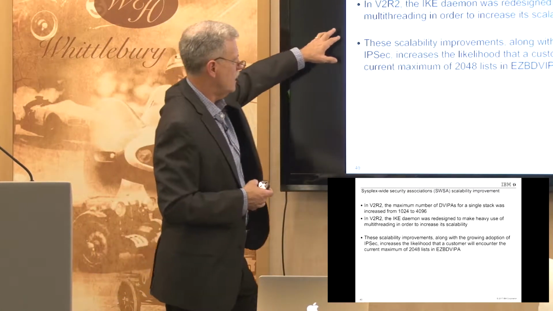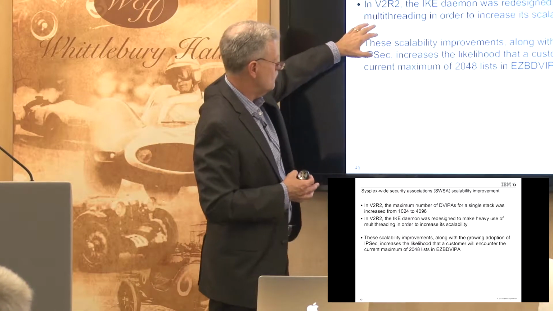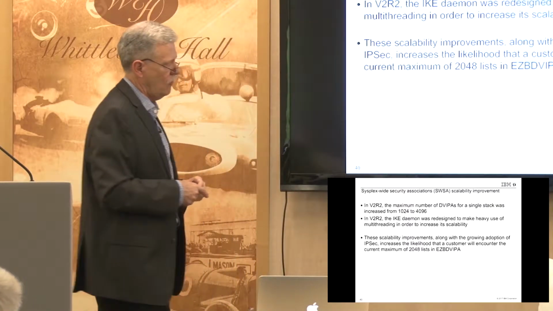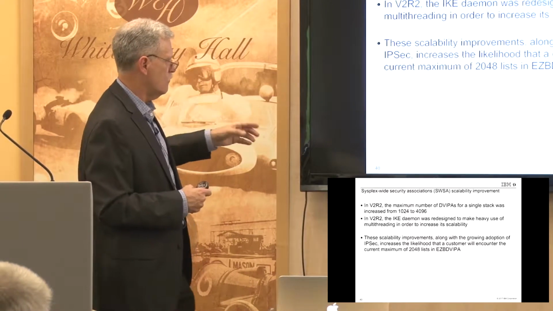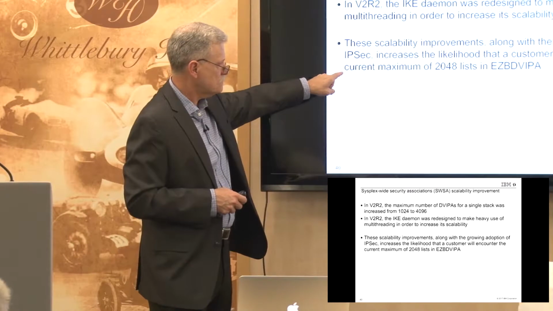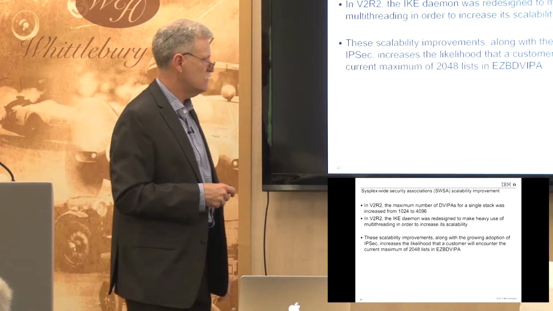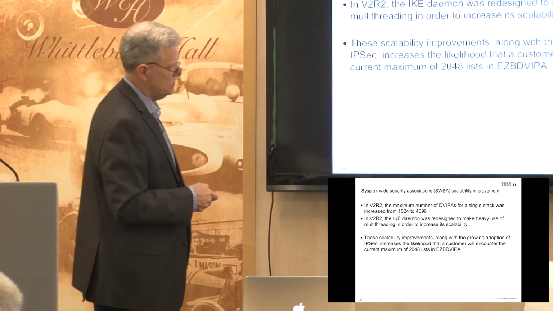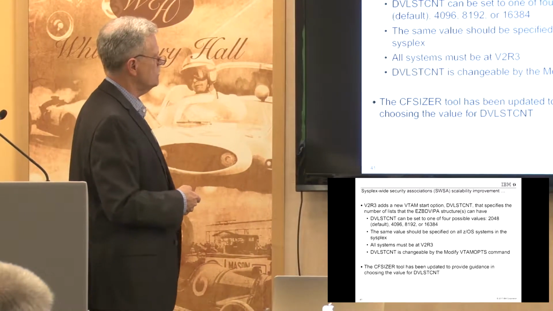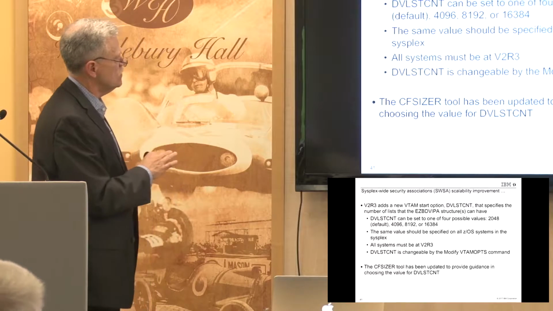And also, the IKE daemon was redesigned to make heavy use of multi-threading and also to increase its ability to scale. Now these scalability improvements along with growing adoption of IPsec increase the likelihood that customers would encounter a problem with this 2K limit in the list in EZB DVIPA. So that 2K was a problem.